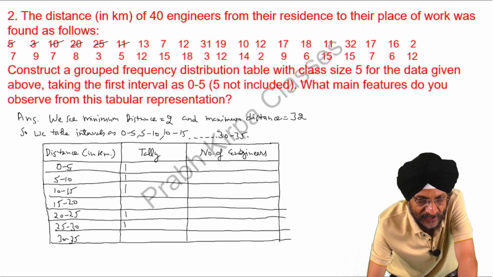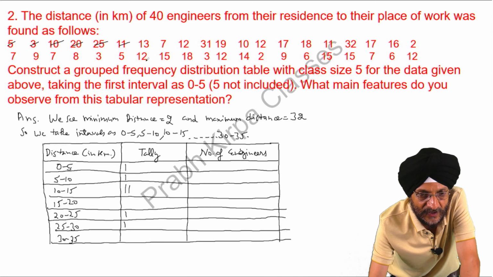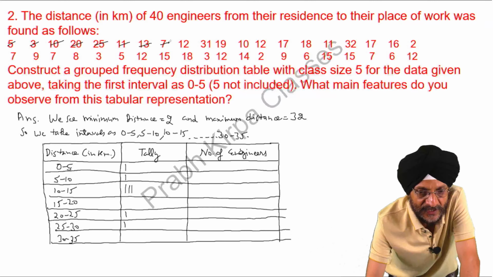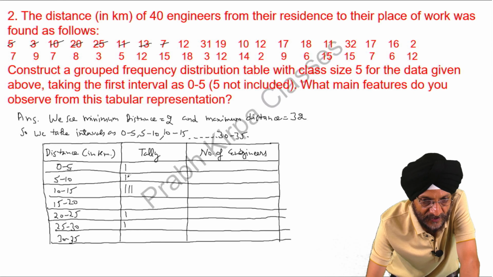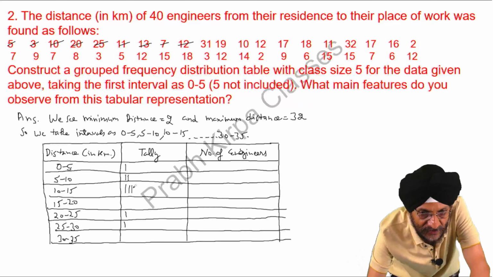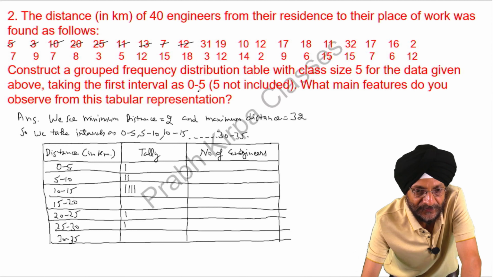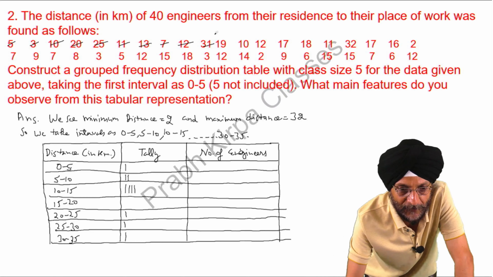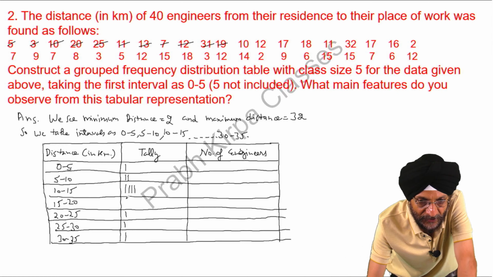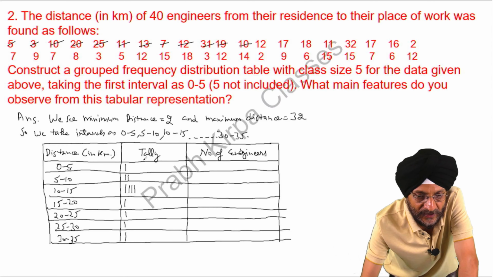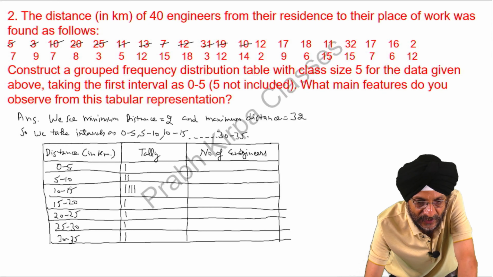11 will be considered in this. 13 will be considered in this. 7 will be considered in this class interval. 12 will be considered in this. 31 will be considered in this, 30 to 35. 19 will fall between the 15 and 20 class group. 10 is to be counted here and not here, as already told.